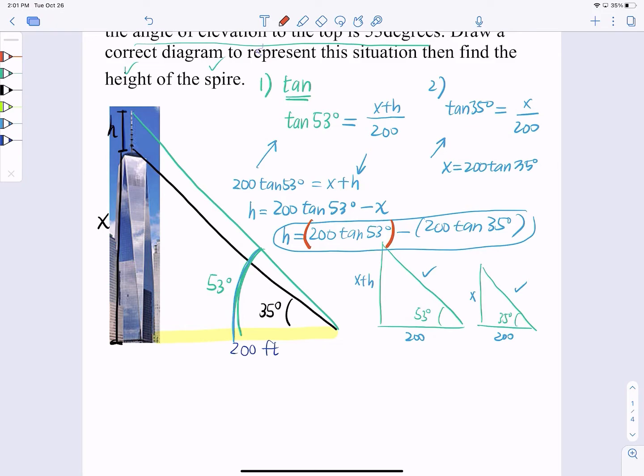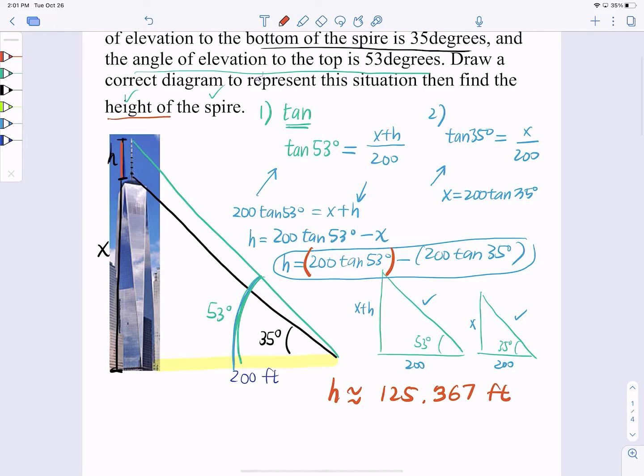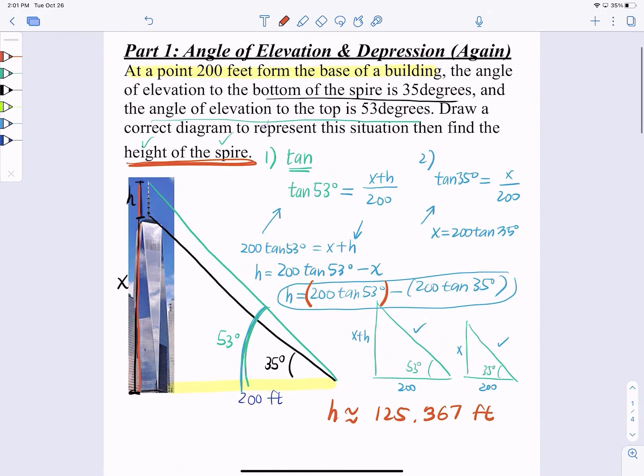And I hope you got something like this, you guys. The height, which is the spire, right? Which is a spire, I got about 125.367 feet. And let's make sure that the question asks for the spire. It asks for the spire. Now, I could also ask you for the building, so make sure you know how to find the building as well. Easy peasy, right? Just basic tangent, okay? Let's move on to the next question.